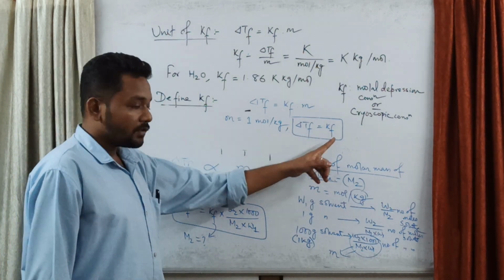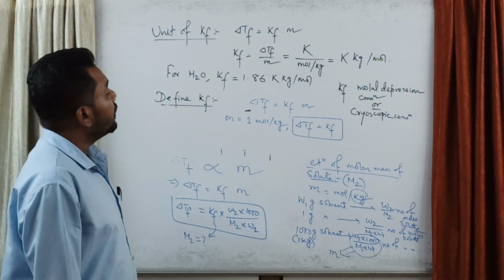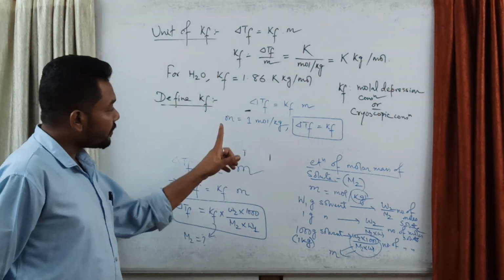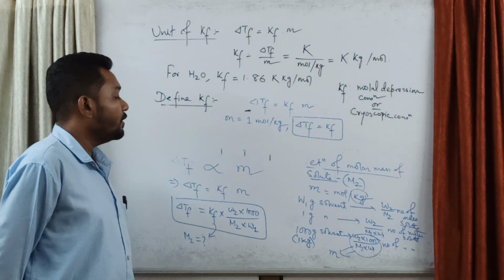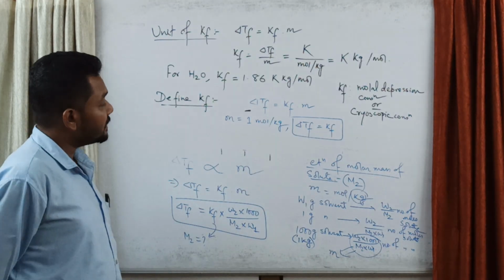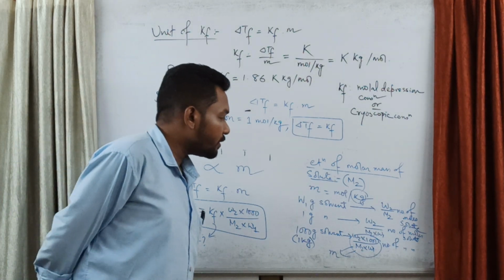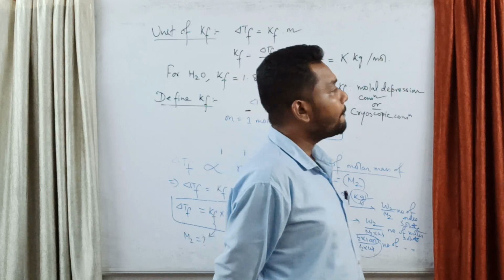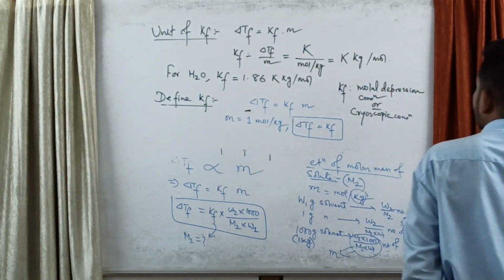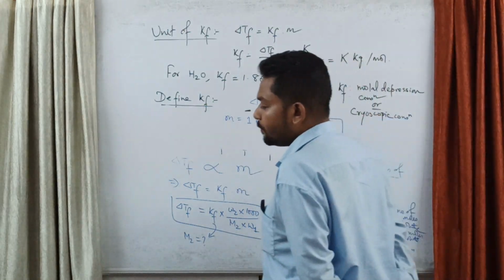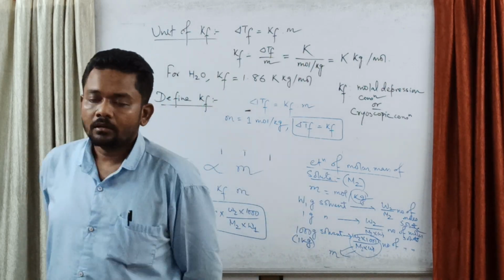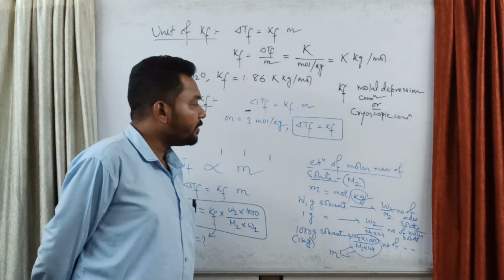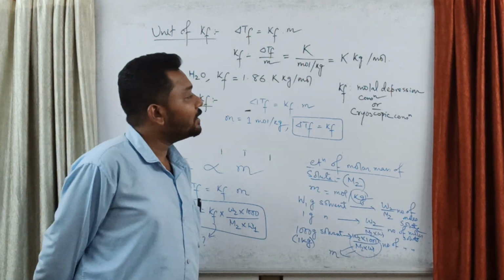Up to delta T equals to KF করেছো, লেখো: if the concentration of the solution is 1 mole per kg, then the depression of freezing point is called molar depression constant.